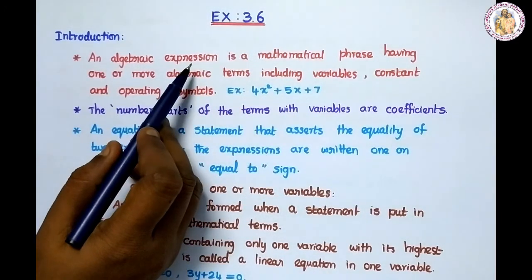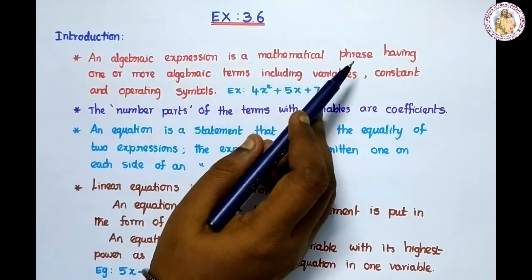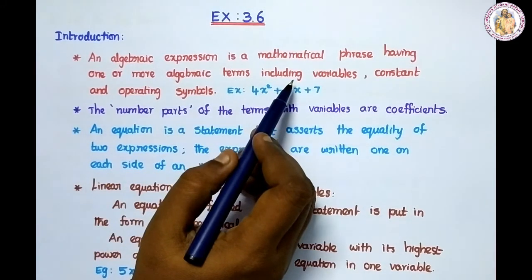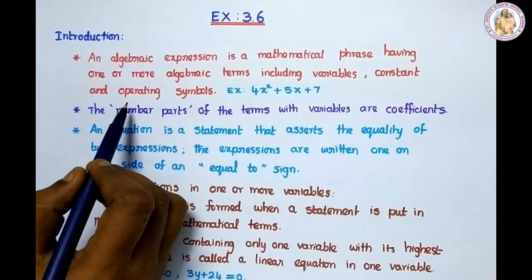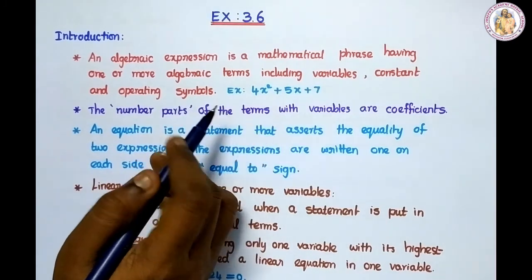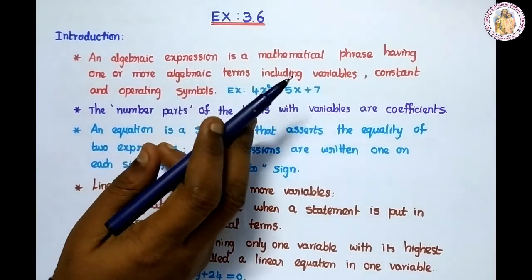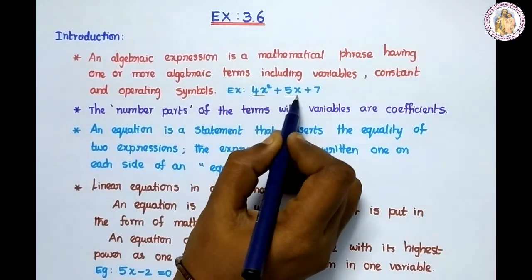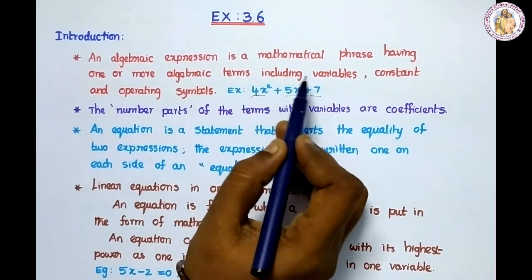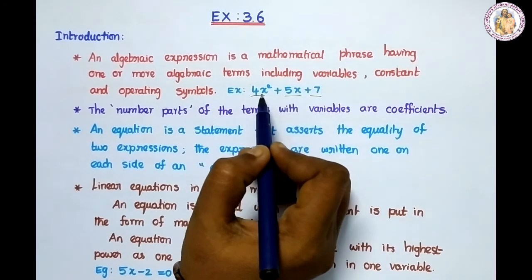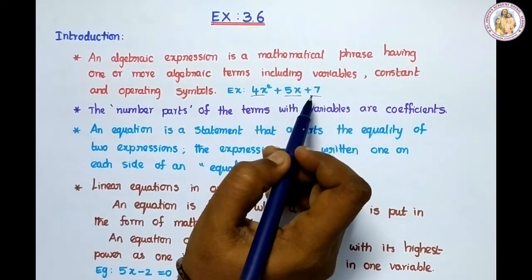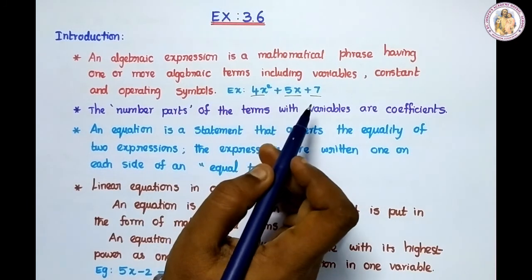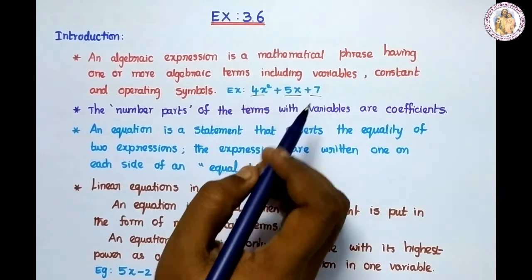An algebraic expression is a mathematical phrase having one or more algebraic terms, including variables, constants and operating symbols. These are the terms, including variables, here x, constant, that is 7, and operating symbols, that is plus or minus. These are the operating symbols.